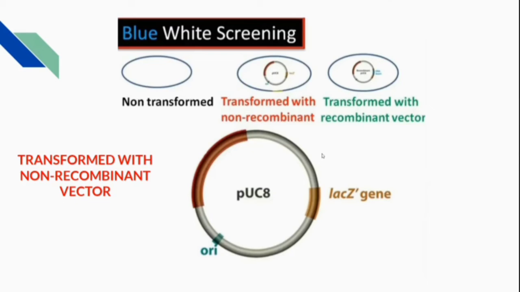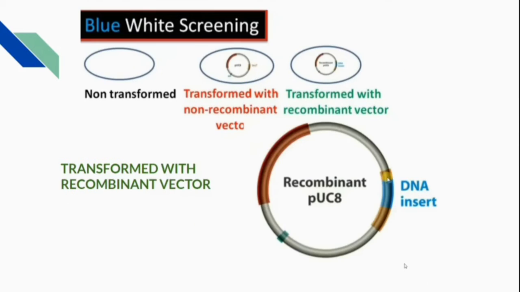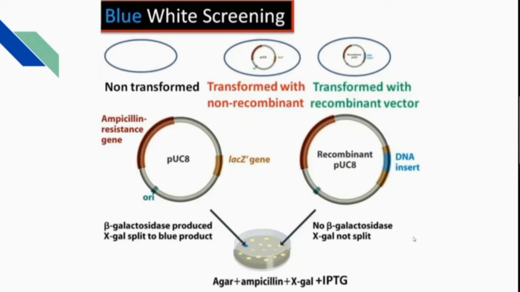Now, moving on to blue white screening after the transformation experiment. We take three types of colonies: non transformed, which acts as a control, transformed with non recombinant, and transformed with recombinant vector. As you can see, in transformed with non recombinant, the vector is unchanged, whereas in the case of transformed with recombinant vector, a gene of interest is present in the lac region, so this region is no more active. Let's get into how selection occurs.